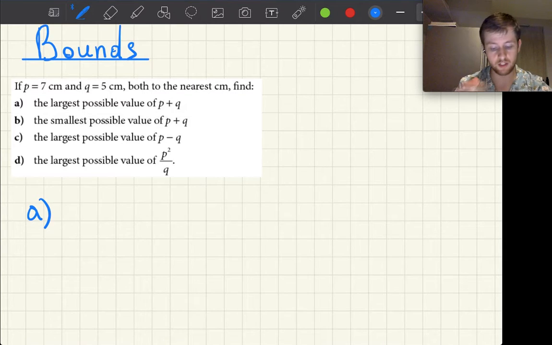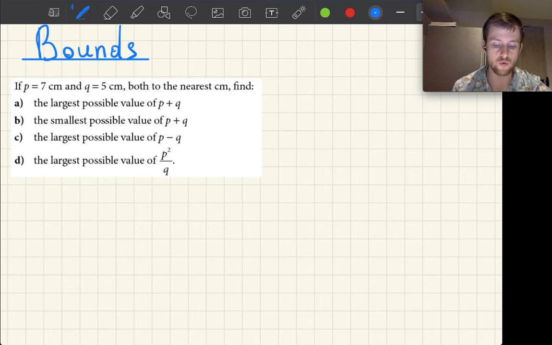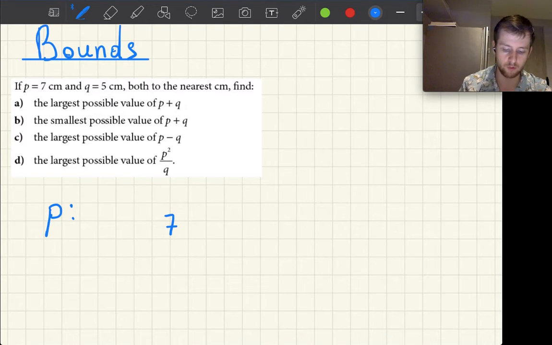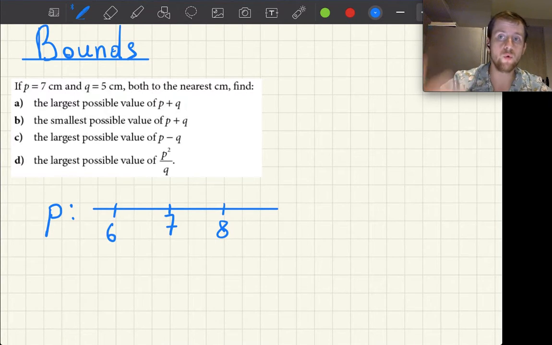So let's take a look at these numbers. P is 7 centimeters and Q is 5 centimeters, both to the nearest centimeter. So let's try this. So 7 centimeters. Let me try to make this drawing. So let's try to imagine we have a small ruler. Let's say it looks like this. There's 7 here. Then here we have 8. And on this side we're going to have 6. So 7 to the nearest centimeter.